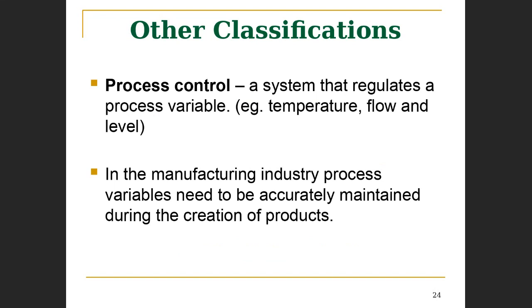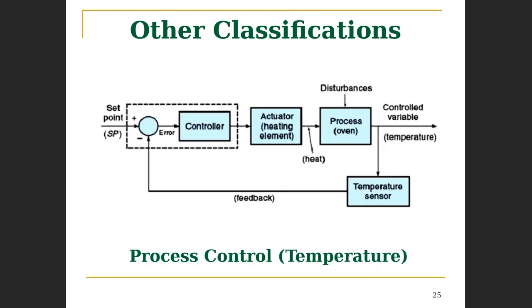Yet one more classification, process control. Process control is a term used to describe control systems found in the process industry. These control systems are normally systems that seek to maintain temperature, flow, level, pressure, and pH, that kind of thing, okay? And let's look at a block diagram for a temperature control system.